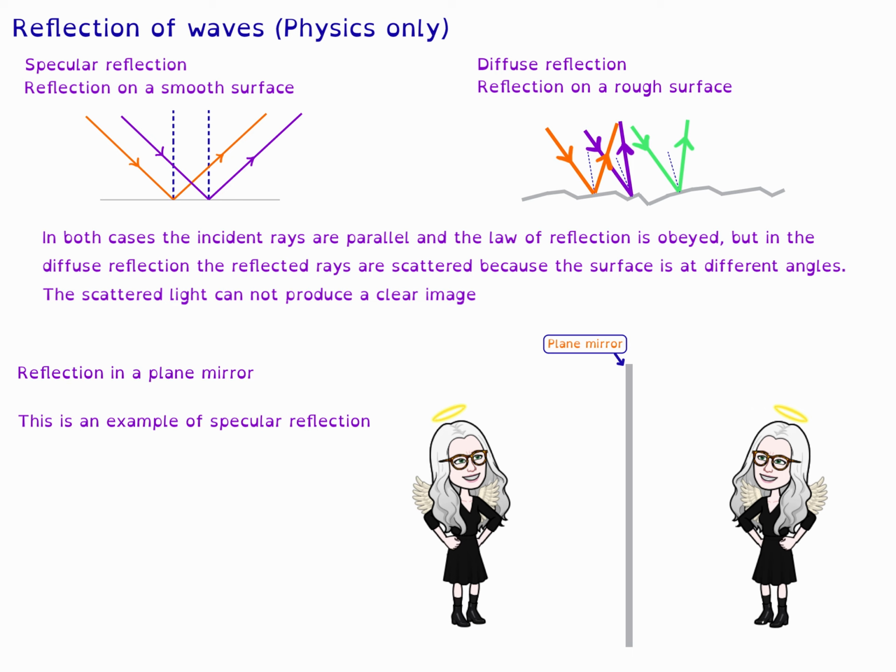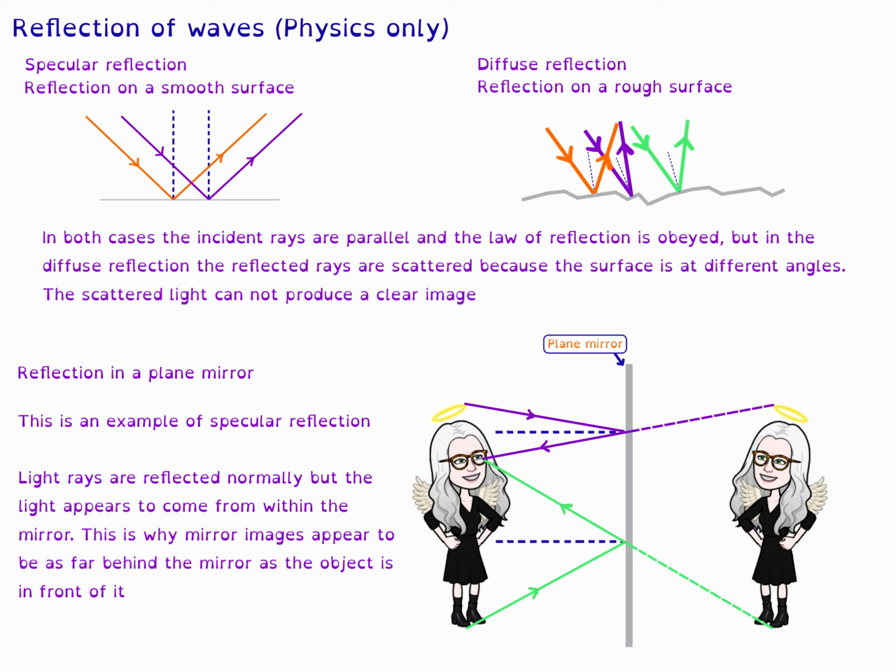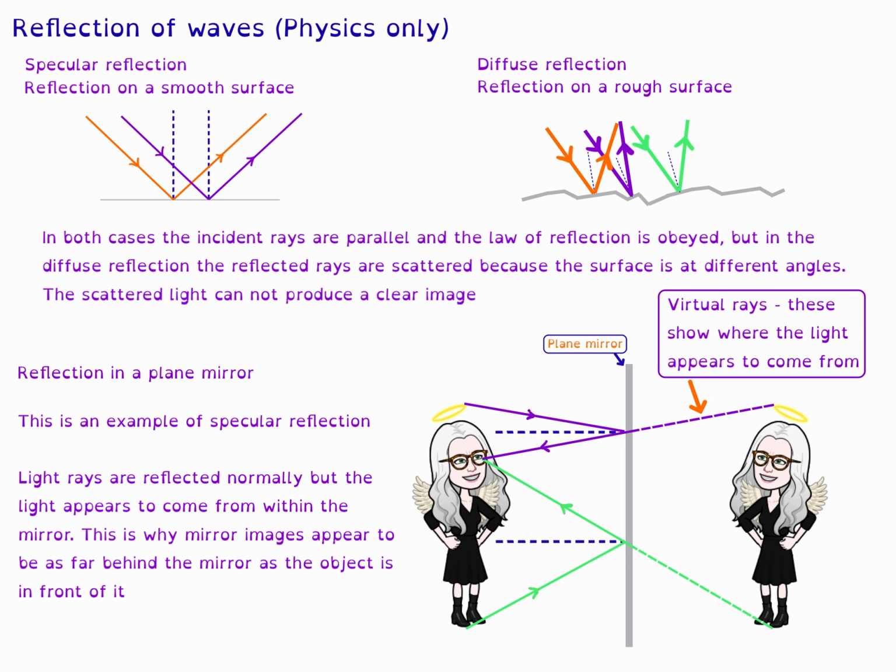Reflection in a plane mirror is an example of specular reflection. Light rays are reflected normally, but the light appears to come from within the mirror. That's why the mirror images appear to be as far behind the mirror as the object is in front of it. These are the virtual rays, and these show where the light appears to come from.